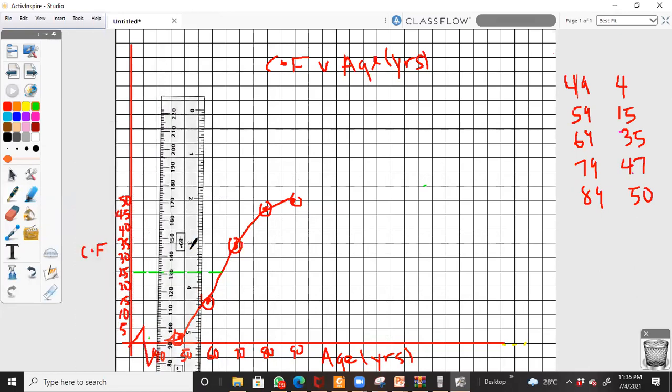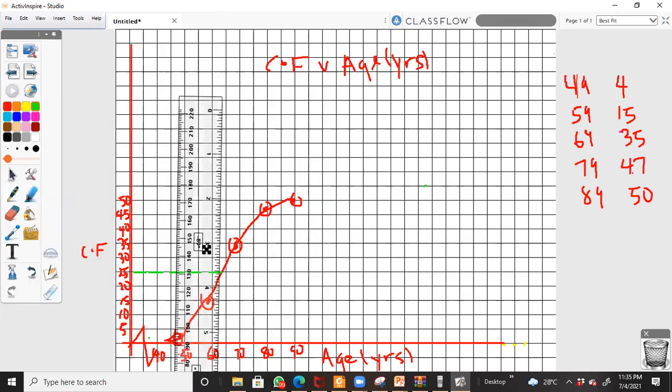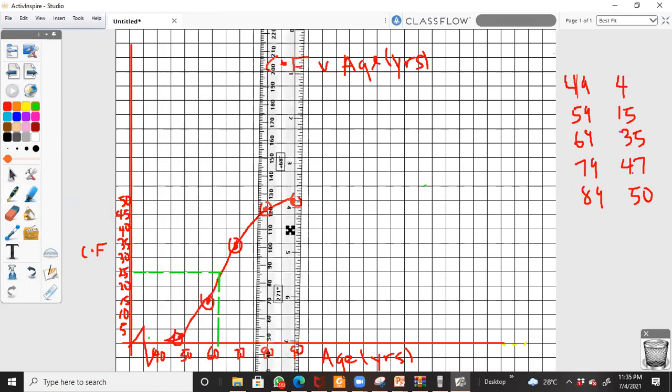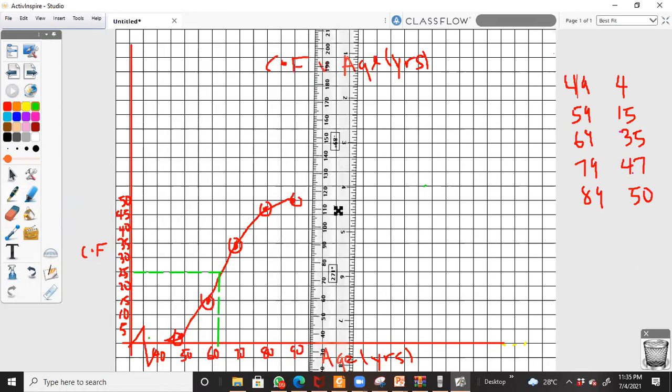All right. So you come here, you draw the broken line, you go down. If this is 25, you go down. For argument's sake, I'm getting like 61 or 62. I don't know what you guys get. Anybody tried it?